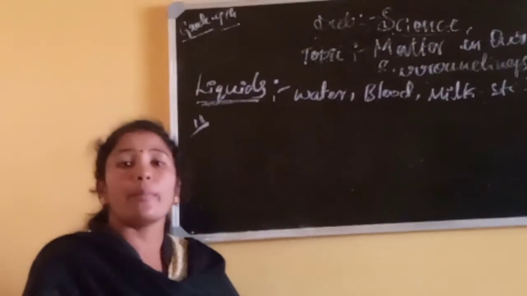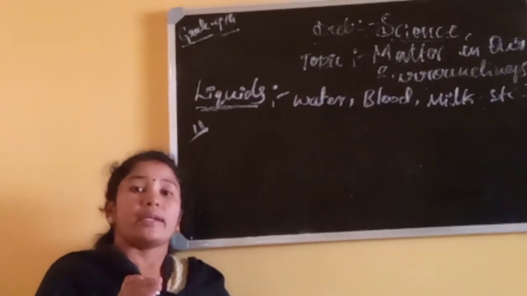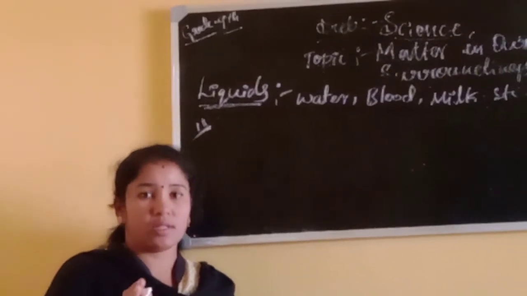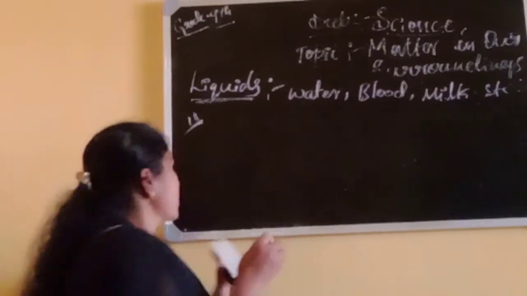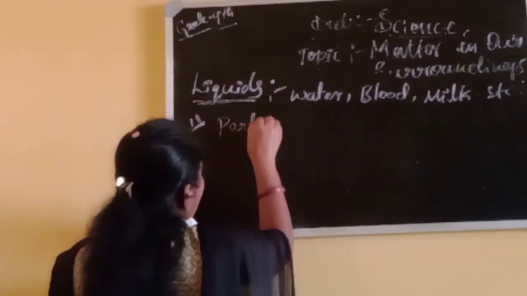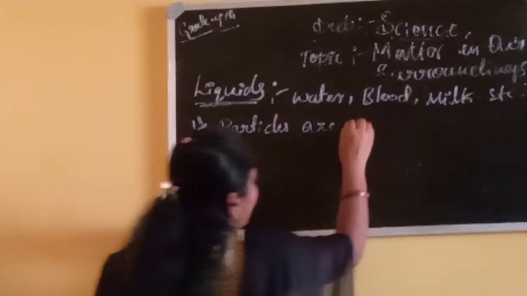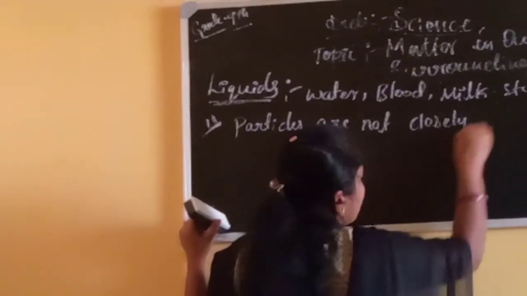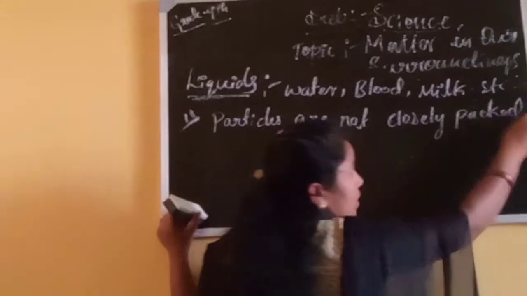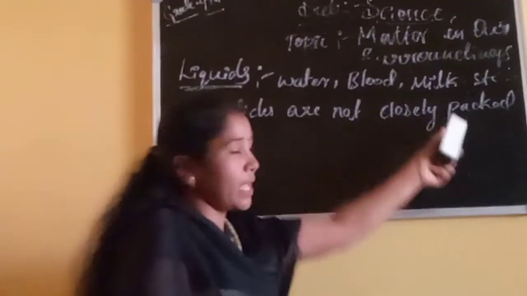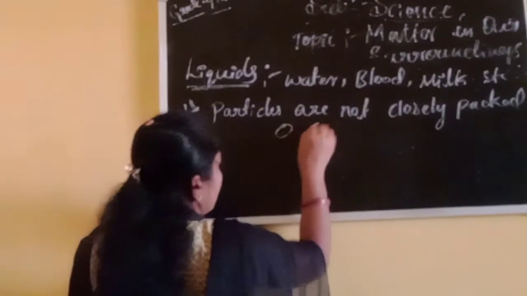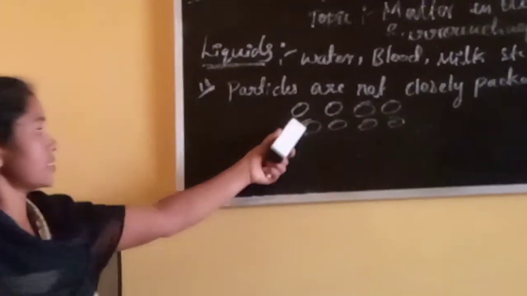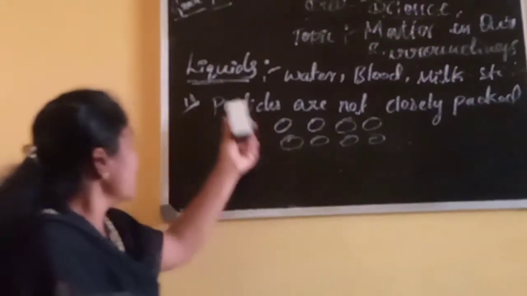In liquids, the particles are arranged not so closely. Means pretty close, a little bit closer, but not very close. The particles are not closely packed. See, like this, the particles are arranged like this in liquids.